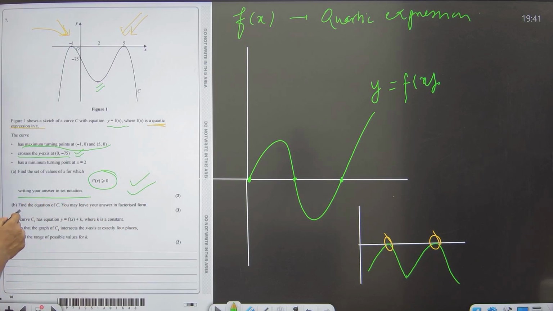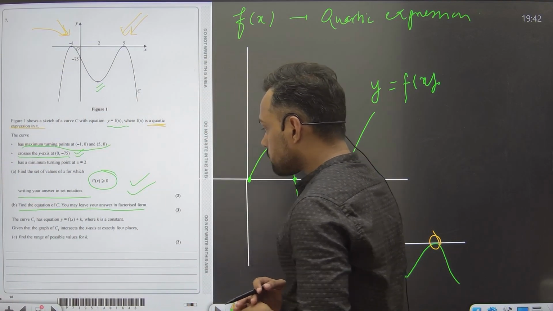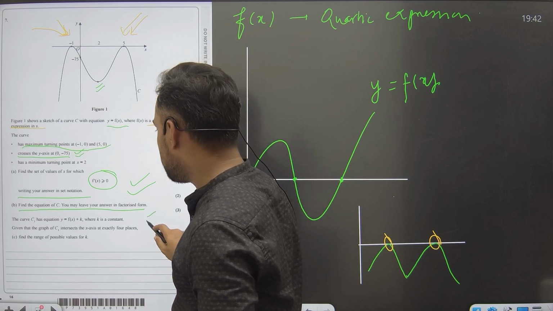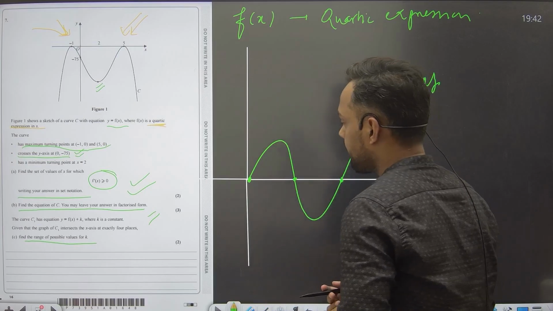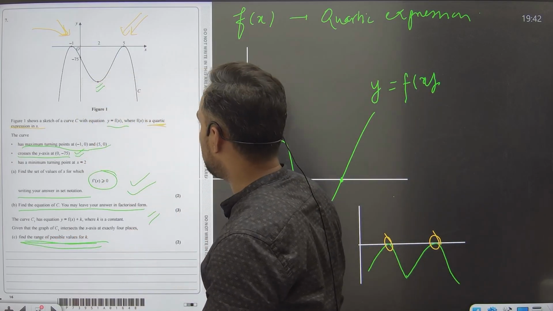Now they have told us to find the equation of C. You may leave your answer in factorized form. The curve C1 has equation y equals f of x plus k, where k is a constant. Given that the graph of C1 intersects the x-axis at exactly 4 places, find the range of the possible values for k. I will tell you how to do it.